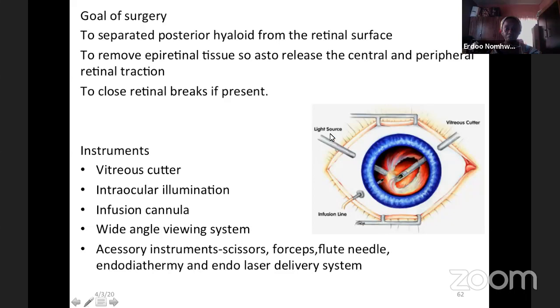the light source. You have a light source, which we would see eventually, usually at about 10 o'clock. You have the vitreous cutter, which usually will be positioned at the 2 o'clock position. And then you have your infusion line, which would actually go inferior temporally.